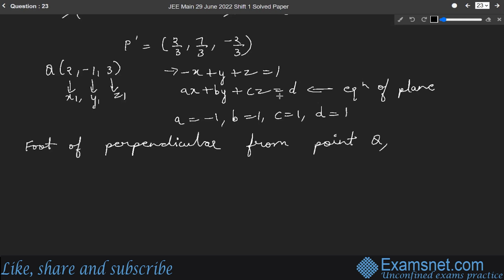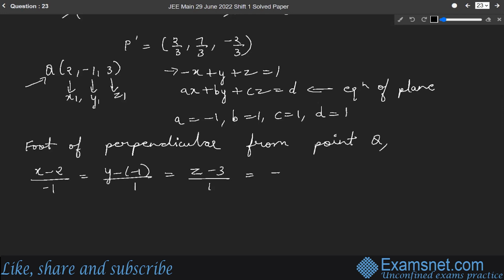We have to use the same formula, (x minus x1) upon a. So x minus, what is x1? x1 is 2. We are considering these points. Upon a, the value of a is minus 1. All right. It is equal to y minus y1. So y minus, what is the value of y1? y1 is minus 1, divided by b. The value of b is 1. It is equal to z minus z1. So what is the value of z1? It is 3 divided by c. C is 1.